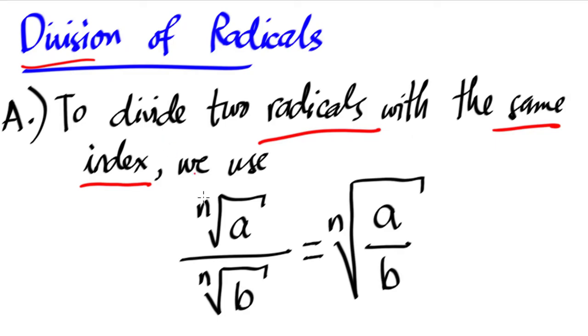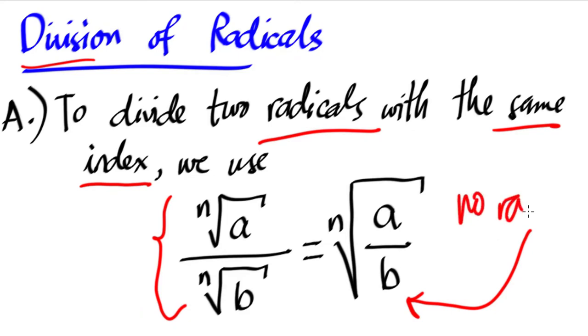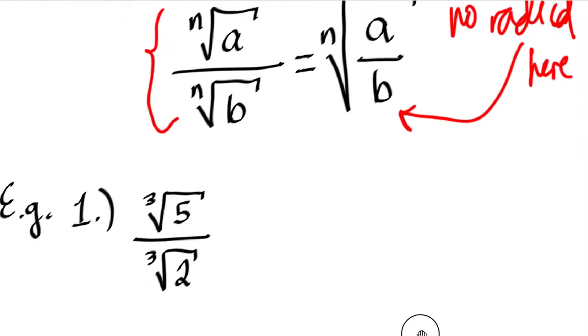So we're going to make use of this fact that the nth root of a divided by the nth root of b is equal to the nth root of a over b. Just take note, the denominator must have no radical. Okay, so no radical in the denominator. So we must find ways to delete the radical sign in the denominator. So let's proceed with the first example.